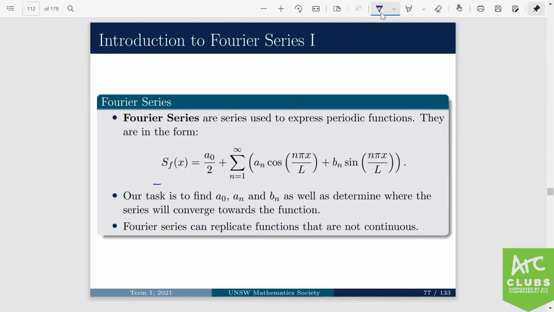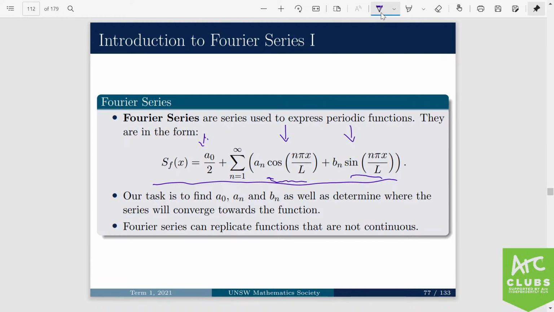Okay. A Fourier series is anything of this form. So we have some constant term, and then we have a series of cosines and sines. When you introduce the Fourier series, they're compared to Taylor series because, like Taylor series, they're things that we use to approximate or to replicate functions. The difference is that instead of using polynomials, we're using trig, so we're using cosines and sines.